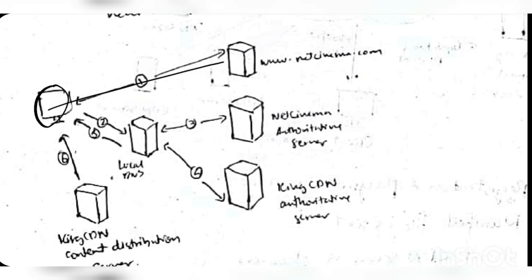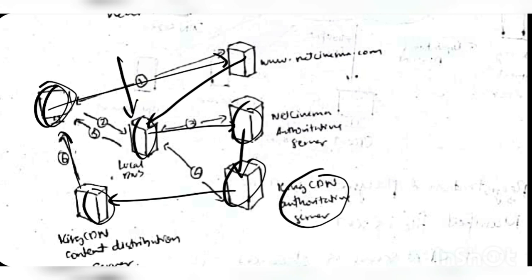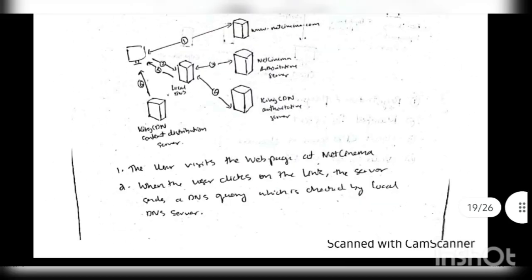The user will be accessing the web, and from that the request will be sent to the local server. If the data is not present locally, then it should be fetched from the website. So the website's authoritative server will see if the data is there. If it's there, it will inform the CDN's authoritative server. So what will the CDN's authoritative server do? It will see which CDN server is nearest to the user, and it will send the URL link to that server, and from that server the file will be sent to the client. Okay, so this is how the CDN server works.